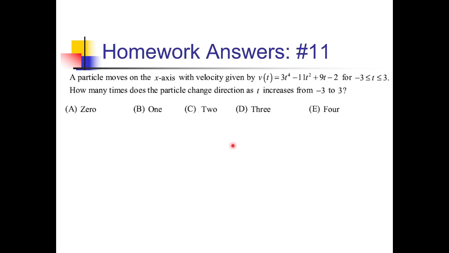On this one, we have a particle moving on the x-axis with the velocity given by this v of t function, and this is on the interval from -3 to 3. We want to know how many times the particle changes direction as t increases from -3 to 3. All right, so this is a calculator question. Basically, all we need to do is graph v of t on Desmos and see how many sign changes we have. So we can say v of t changes sign how many times?